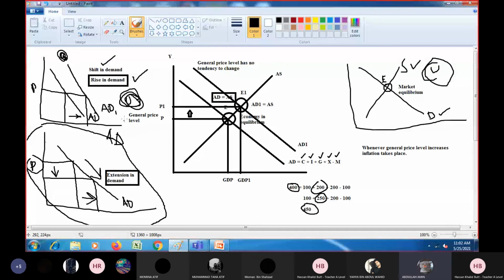Sir, but isn't it obvious that when the aggregate demand has increased, then the businesses will obviously increase the prices?